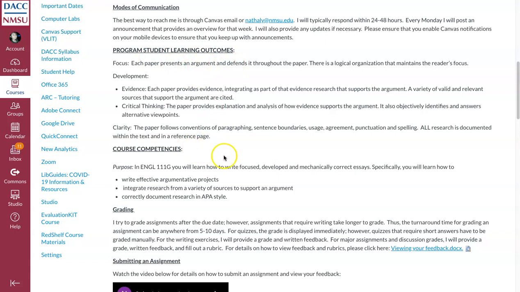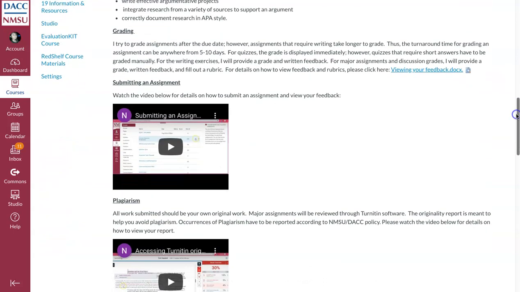So here we have the learning outcomes and the course competencies. When it comes to grading, it takes me about 5 to 10 days to grade something. Now, granted, I do teach writing classes, so as you can imagine, I have to grade a lot of essays. I am teaching 2 summer classes, so I have a little bit more than 44 students. So that's a lot of essays and assignments to read. So sometimes it might take me a little bit more than the 5 to 10 days. But if I'm a little bit behind on grading, I'll update you under the announcements. But typically it takes me about 5 to 10 days to grade something.